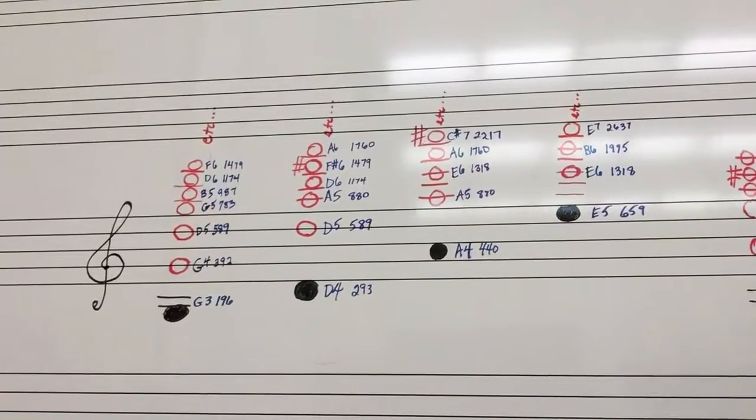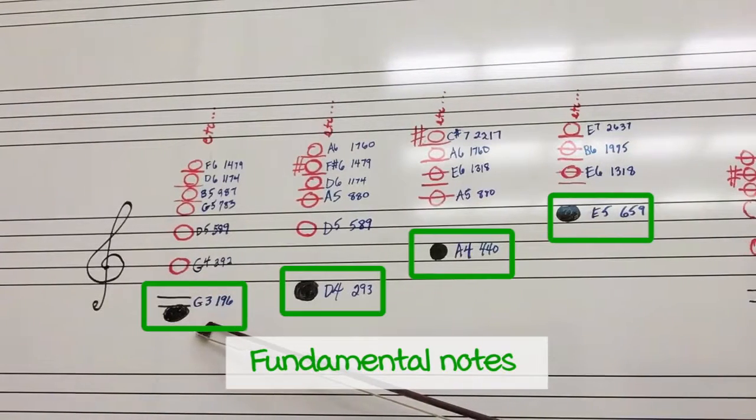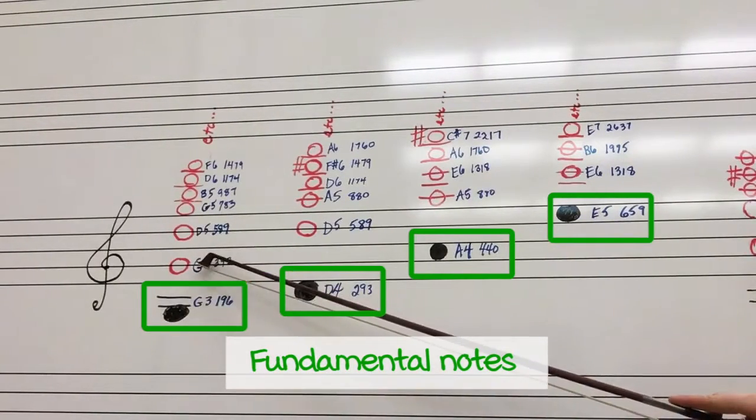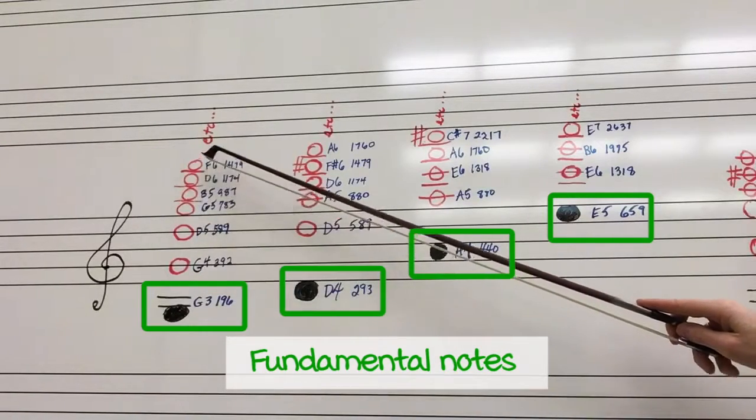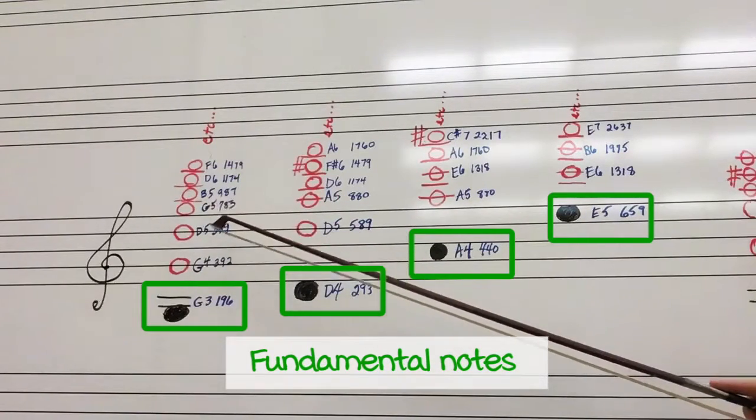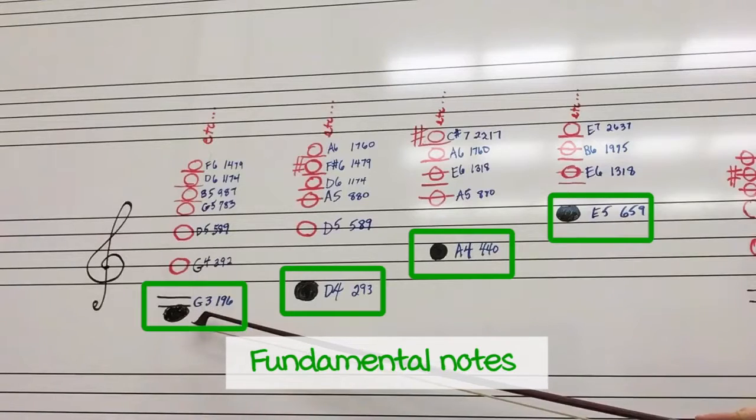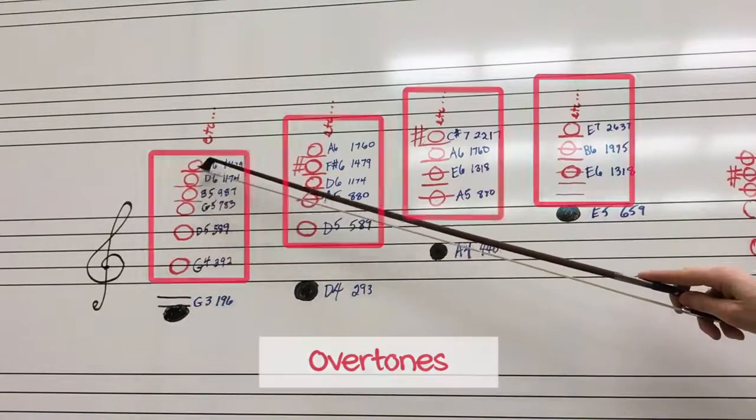In an earlier video, I talked about the fundamental and the overtones. The note I play is the fundamental, and as a bonus, these other notes ring also within that note, but we can't hear them because the fundamental is so much louder. These other notes are called the overtones.